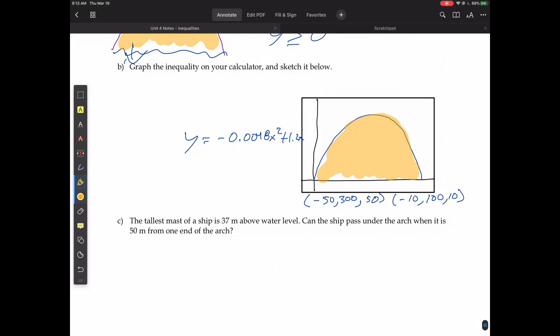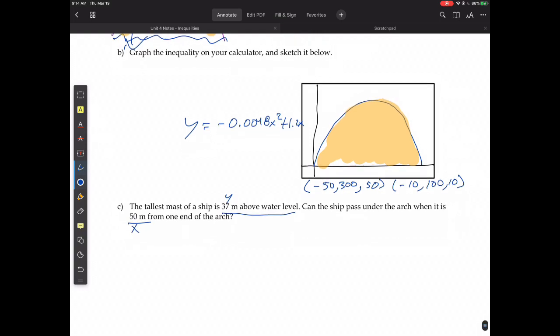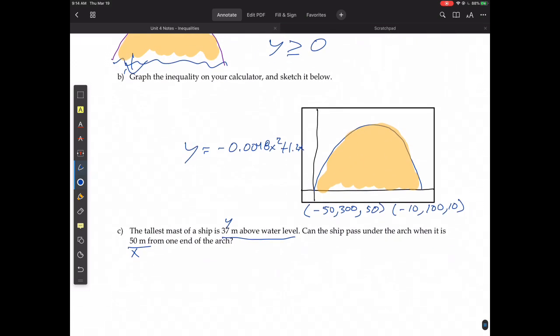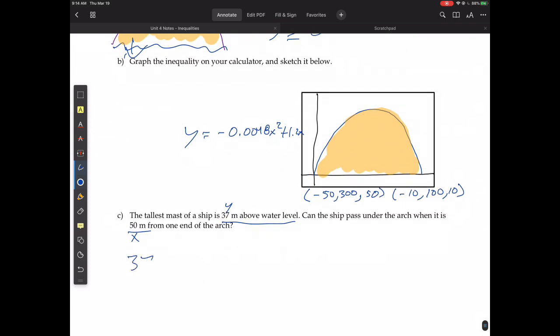All right, so if it says the tallest mast of a ship is 37 meters above water level, so there's our y, can the ship pass under the arch when it is 50 meters from one end? There's our x. So if we're using the inequality that we established up here, we're going to say that 37 for our y has to be less than or equal to negative 0.0048 times 50 squared plus 1.2 times 50.